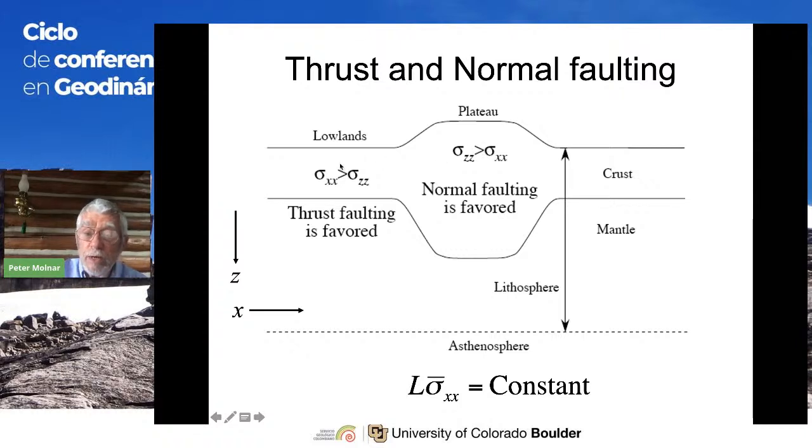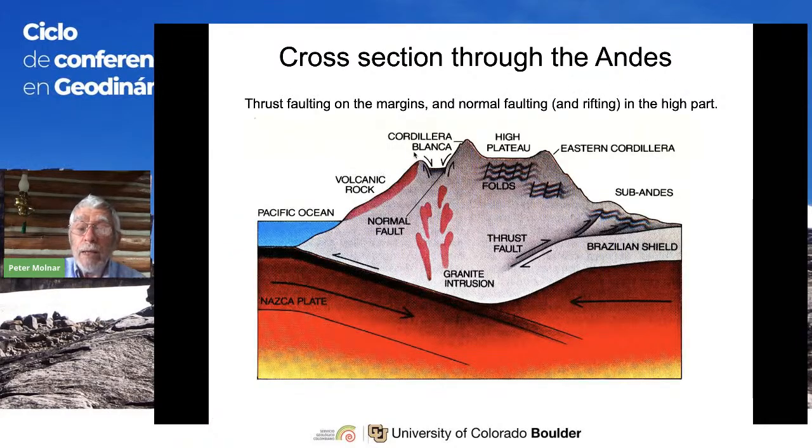You can't solve this question. But you can look at a place where you get an answer. And I take you back to the Cordillera Blanca in Peru, and you have underthrusting of the Nazca Plate on the west side. Here's the Pacific Ocean.